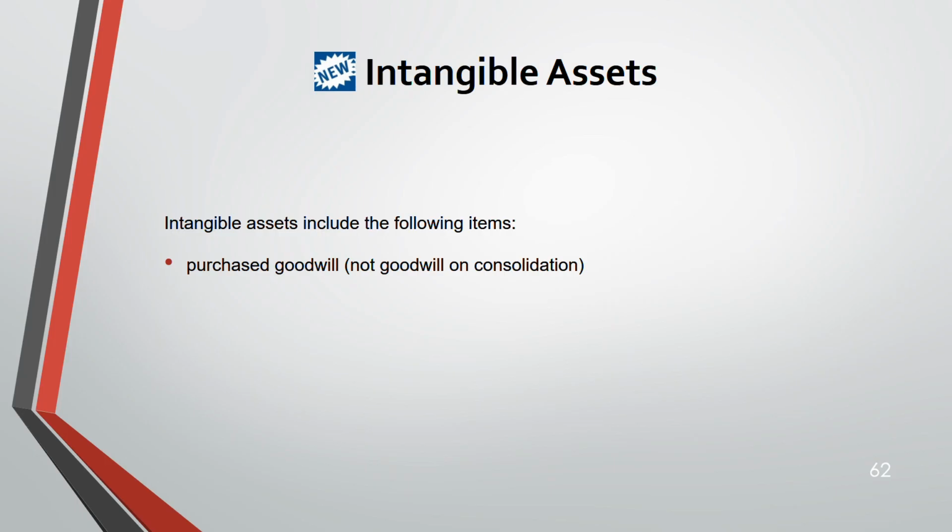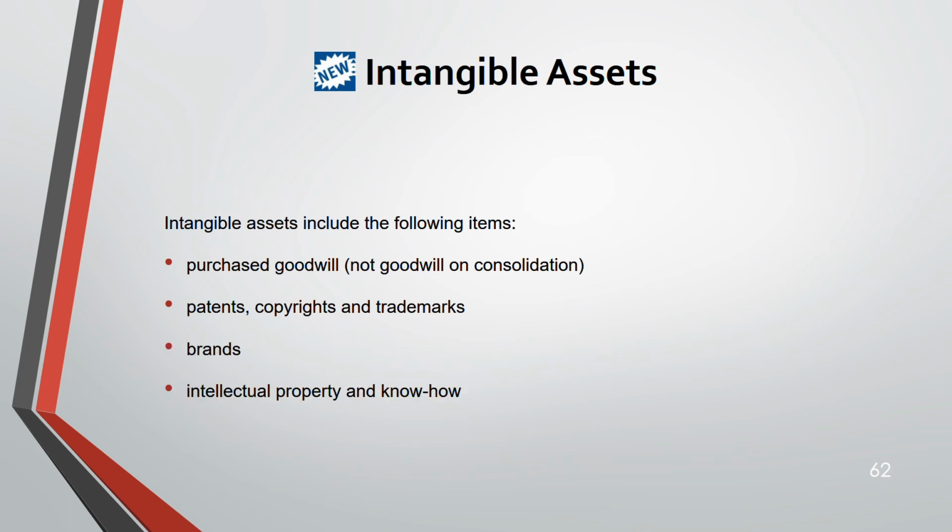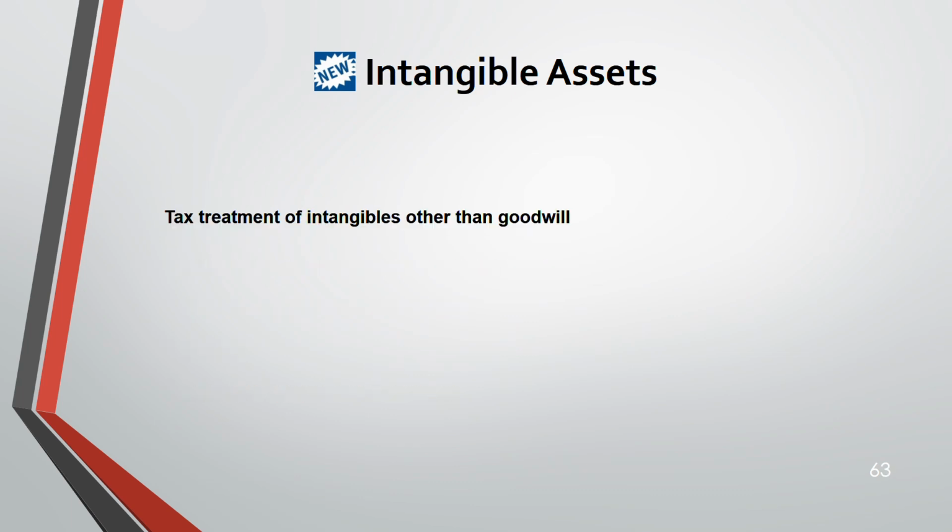Now, intangible asset is the new section, and this is also new in ATX. So intangible assets, as we know, is an asset which you cannot touch. Okay, so these are the following items that are there in intangible assets. Purchased goodwill, not goodwill on consolidation. Patents, copyrights, trademarks, brands, intellectual property and know-how. Now, what is the tax treatment of intangibles other than goodwill? Goodwill we are keeping it separate, okay?